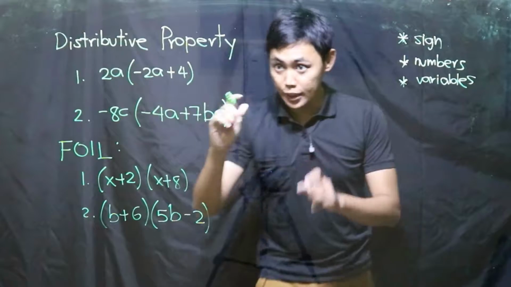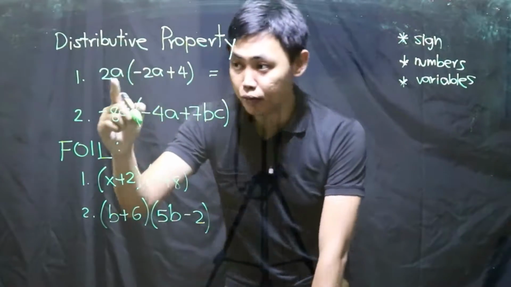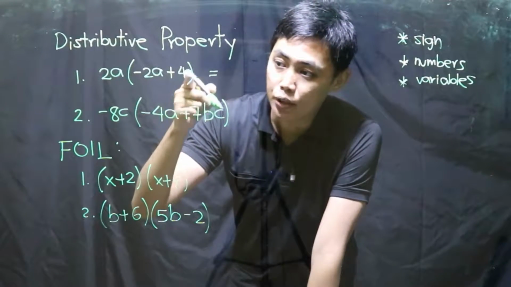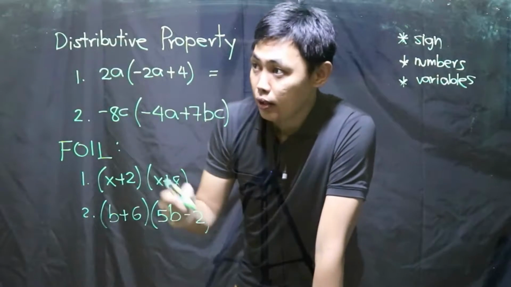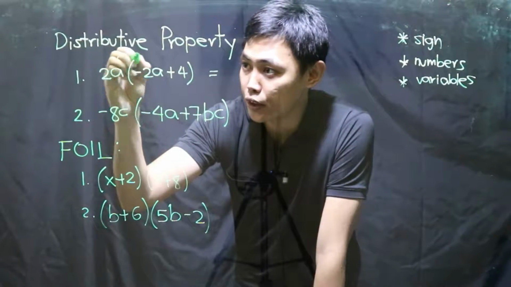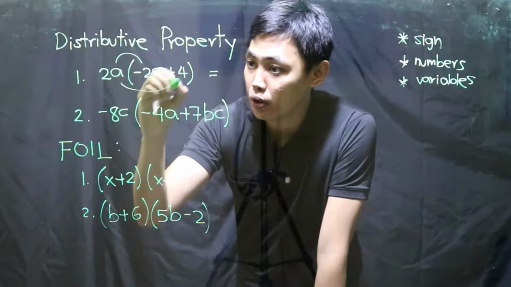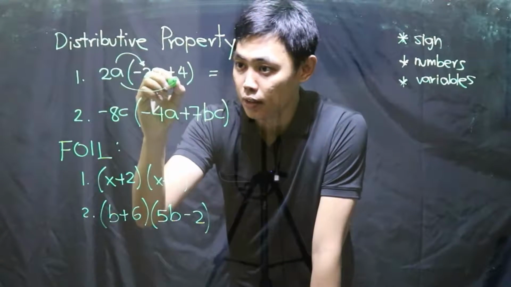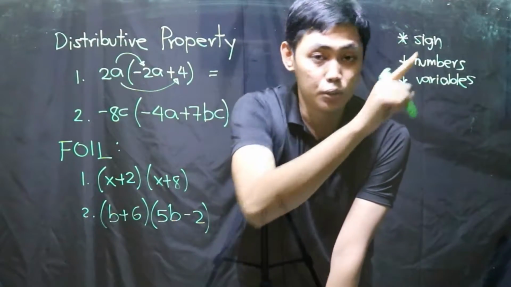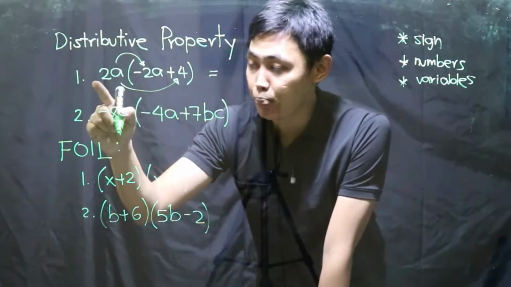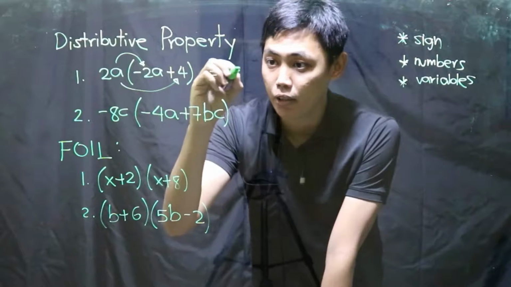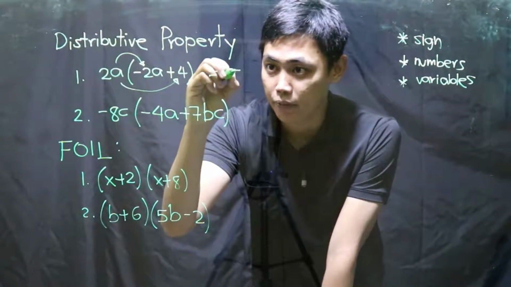Okay, so let's solve number 1. We have 2a, open parenthesis, minus 2a plus 4, close parenthesis. Doing the distributive property, we just need to distribute 2a to these two terms. We will do this one first, and that one next. So 2a times negative 2a. First, consider the sign. We have positive 2a and negative. Positive times negative, what's the sign? We will have a negative answer.